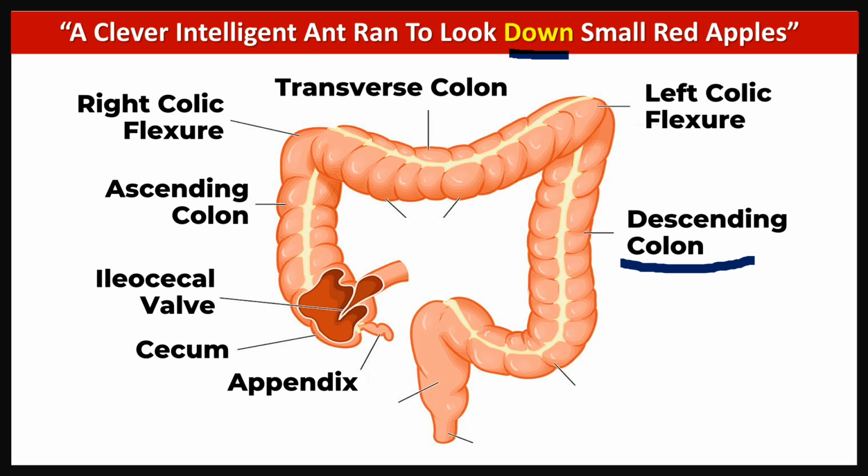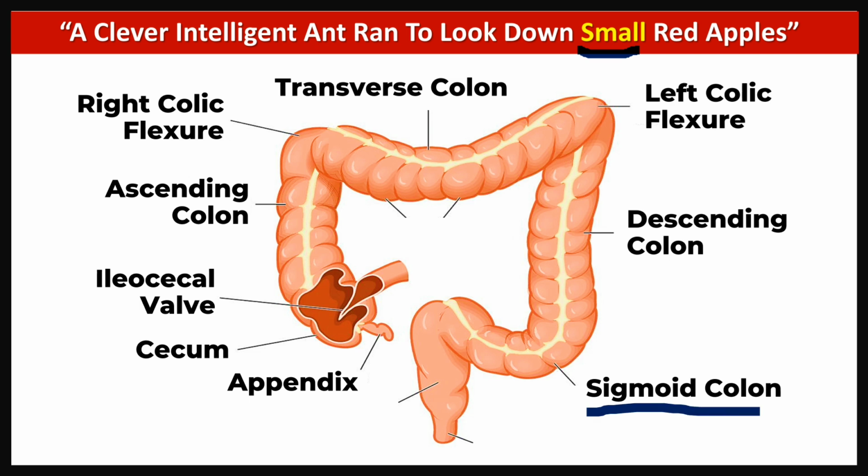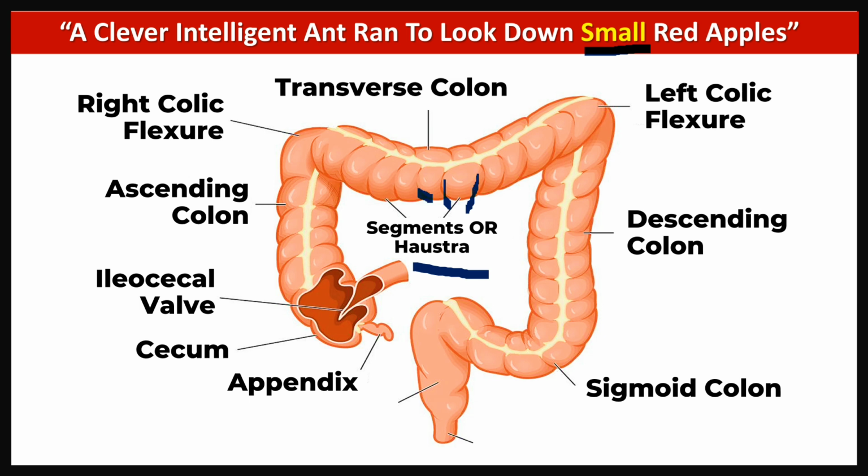The next part is sigmoid colon. Small stands for sigmoid colon. Sigmoid colon is the S-shaped part of the colon that connects the descending colon to the rectum. The next part is segments or haustra. Also, the word small stands for segments or haustra. The pouch-like sacs along the colon wall that give it a segmented appearance. They help with slow movement and mixing of waste. These are the segments. This is also the segment.